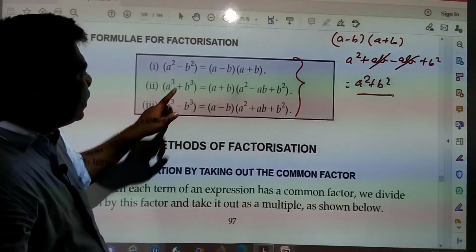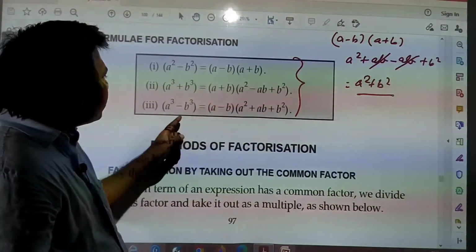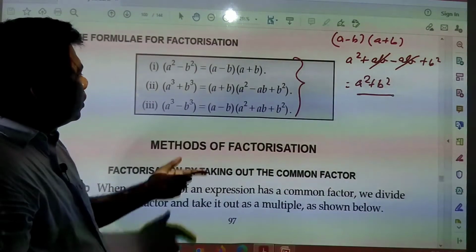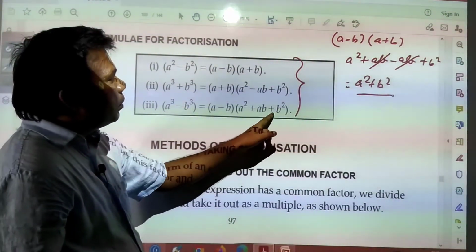A cube plus b cube is equal to a plus b into a square minus ab plus b square. This you multiply, you will get this. A cube minus b cube is equal to a minus b into a square plus ab plus b square.